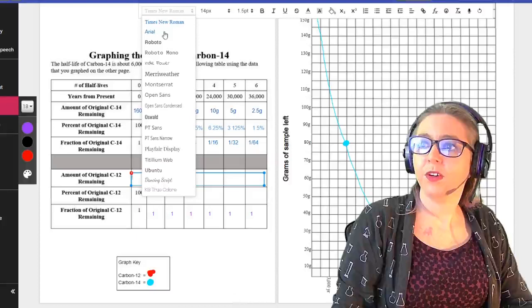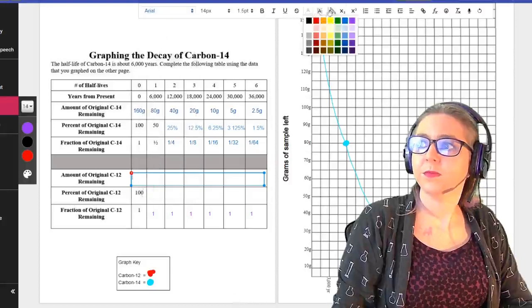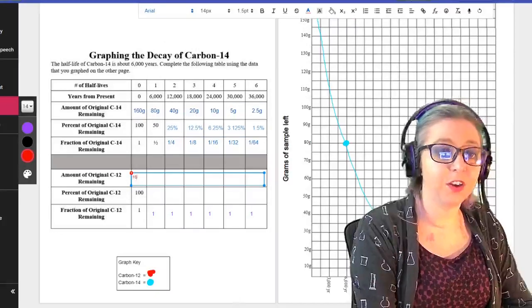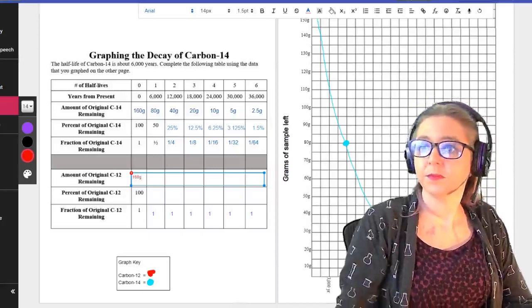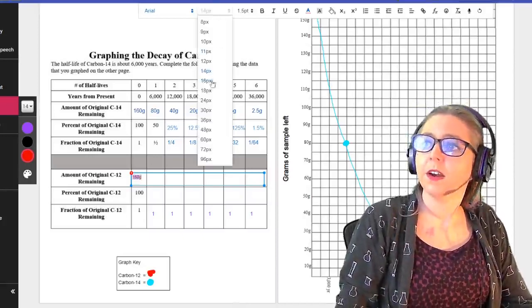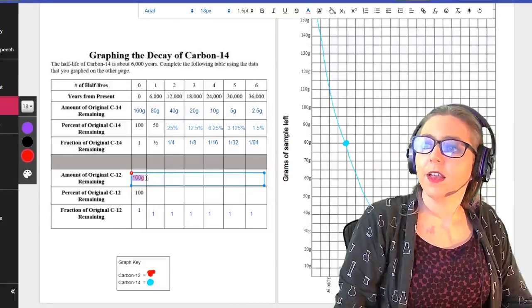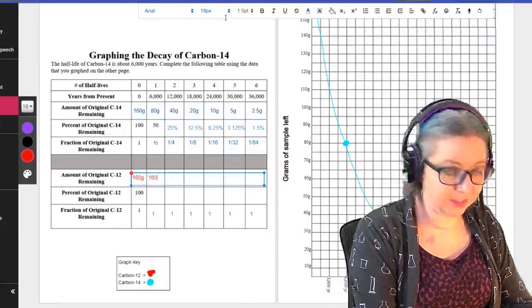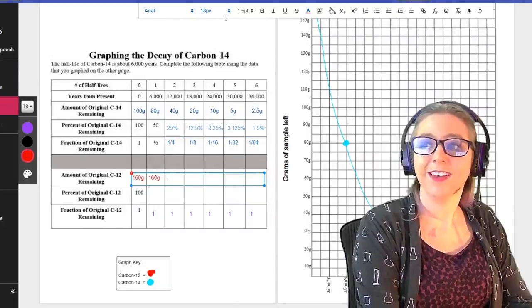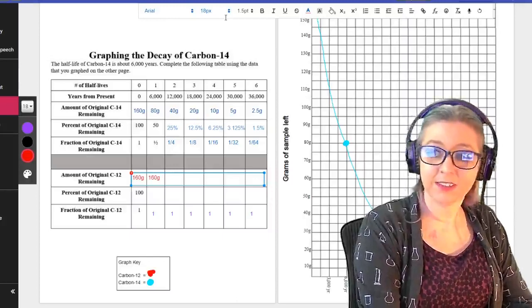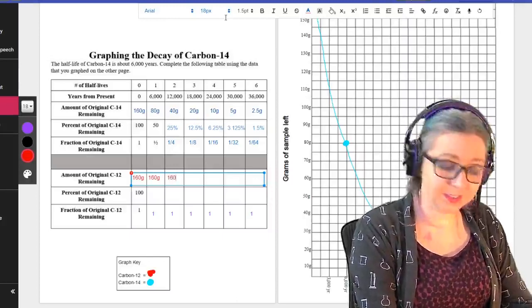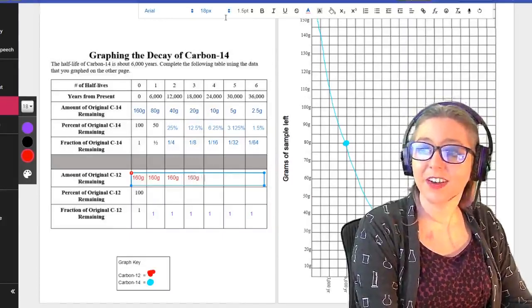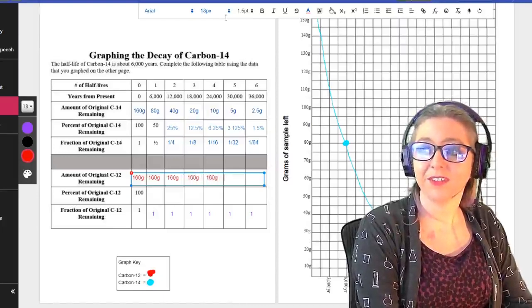And then my carbon-12. At 0 years, when my sample died, I started with 160 grams. That's rather small. Let me make that bigger. Then, after 6,000 years passed, I now had 160 grams of my carbon-12. Then, after 2 half-lives had passed, my stable carbon-12 had 160 grams. And it stayed 160 grams through all of those half-lives.